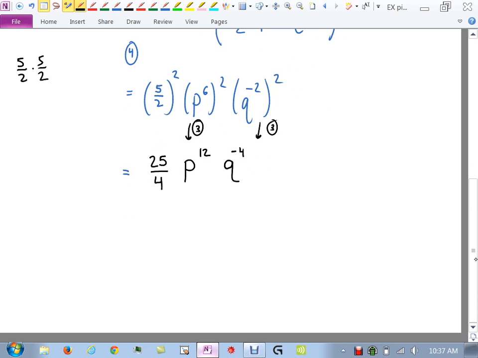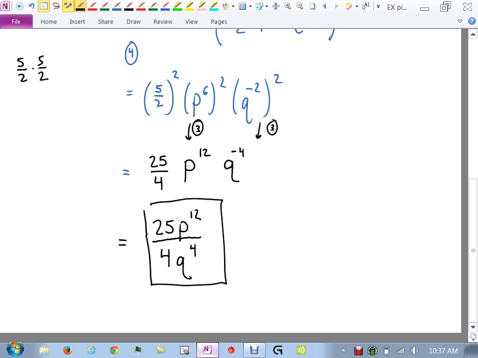Are we done? No, because I have a negative on the q. Where is that q? Is it on the top or bottom right now? It's on the top, so it's going to drop down to the bottom, isn't it? What's also on the bottom? A 4. So what are the things that are on the top? 25, p to the 12th, and on the bottom, a 4 and a q to the 4th power, and we are done.